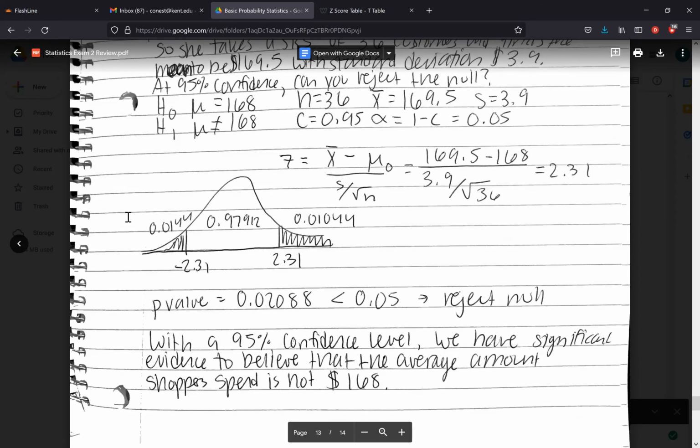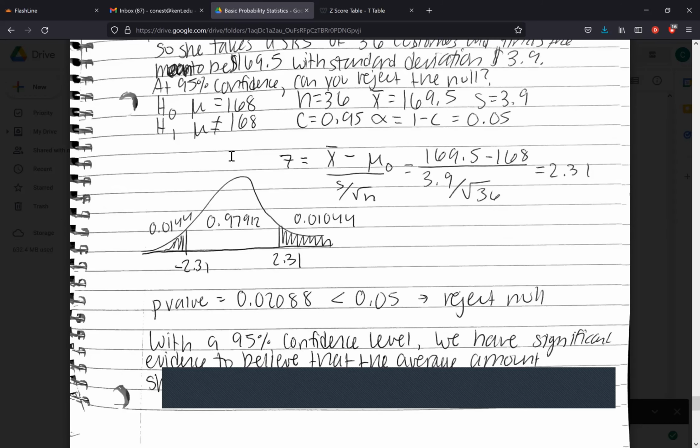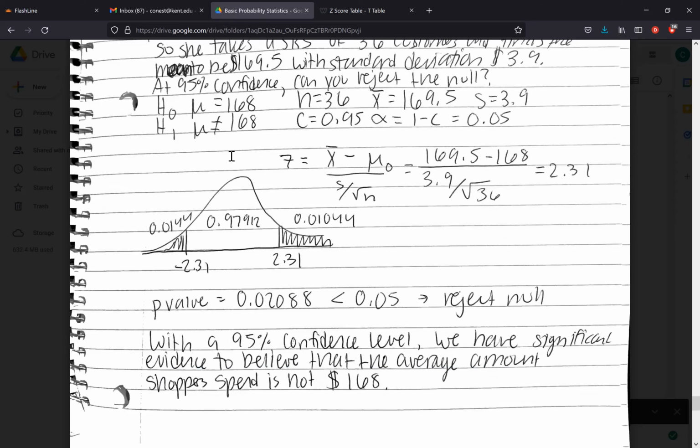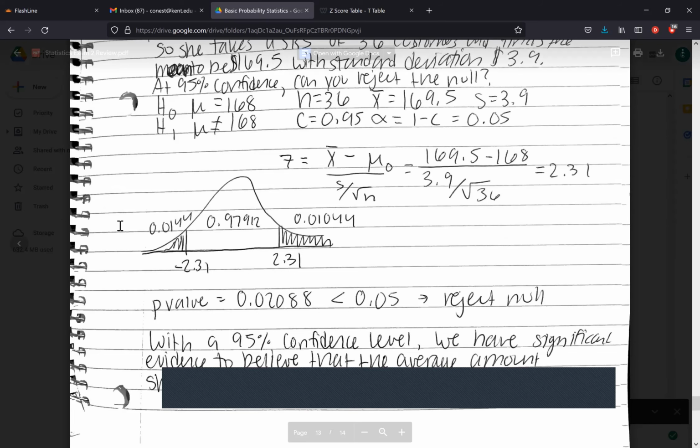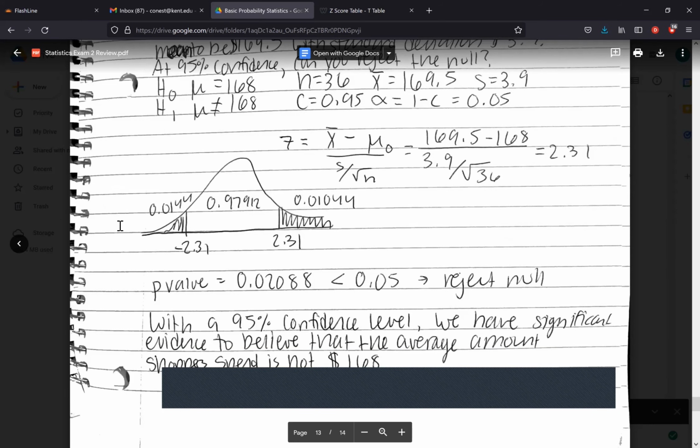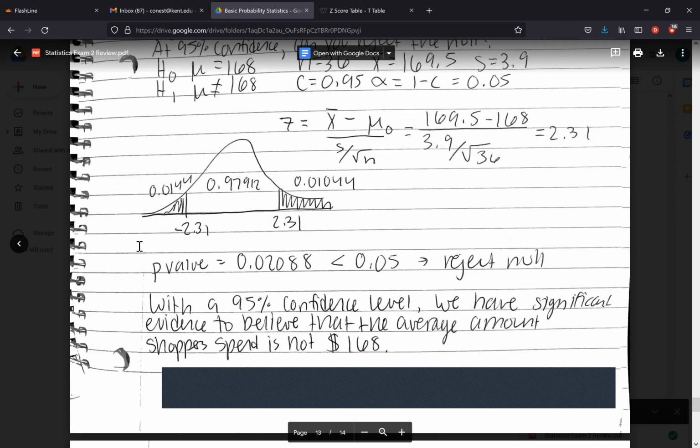So next, we can calculate a z-score. We do not know what sigma is, what the population standard deviation is, but we were given the sample standard deviation. So we can just use that to replace sigma. So we can plug in the numbers and we get a z-score of 2.31. And I recommend actually doing the negative z-score. So negative 2.31 in the z-score table.